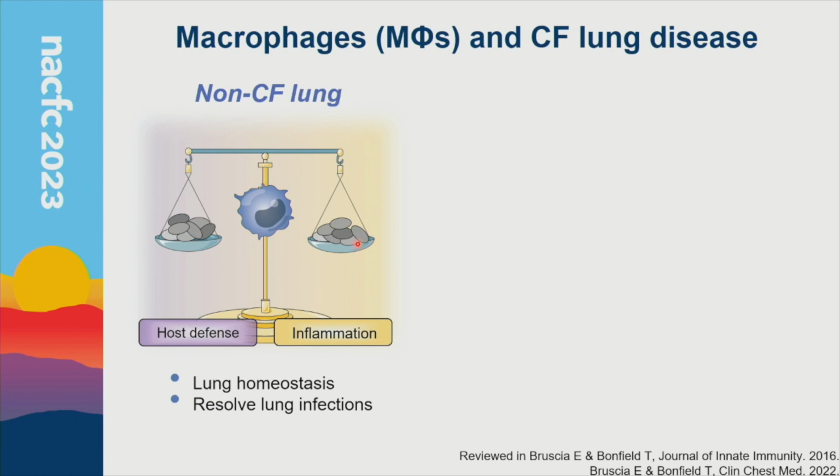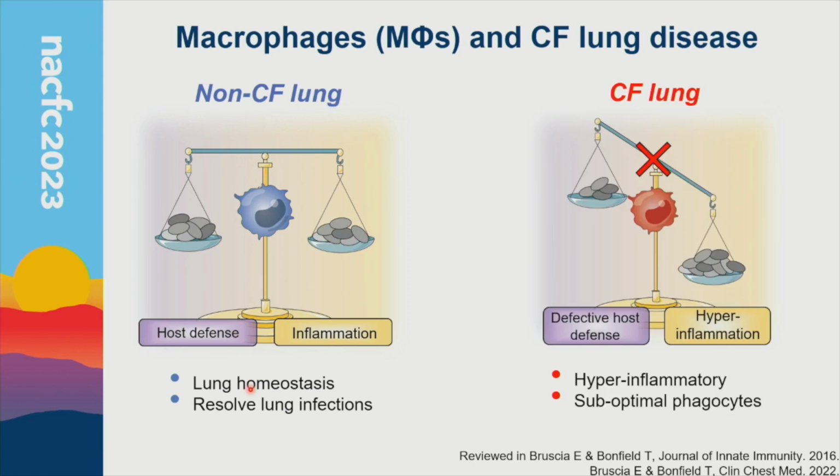Before going into my talk, I would like to give a brief introduction on macrophages and their role in CF. In the non-CF lung, macrophages play a major role in maintaining lung homeostasis, in which they balance host defense and inflammation. Whereas in the CF lung, these macrophages are dysfunctional. Our group and many others have shown that this dysfunctionality leads to an imbalance, with defective host defense and hyperinflammation in the lung.